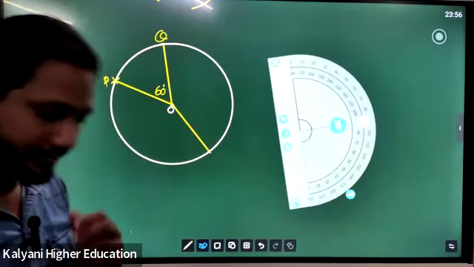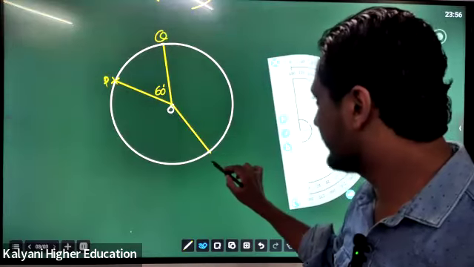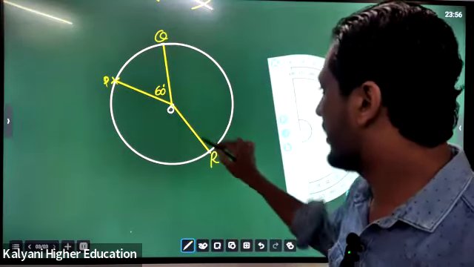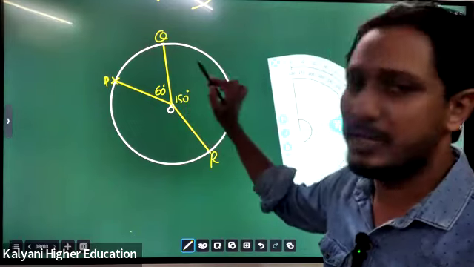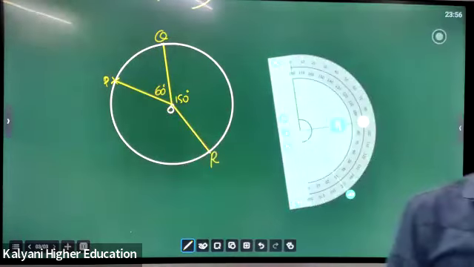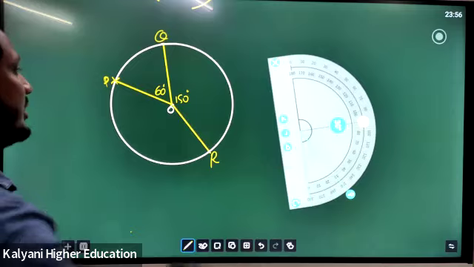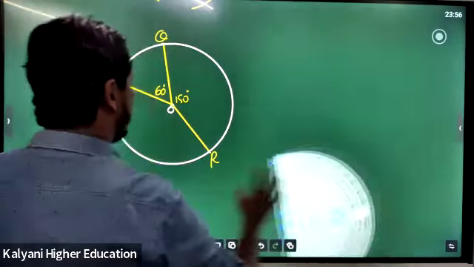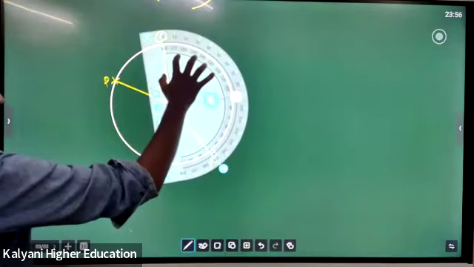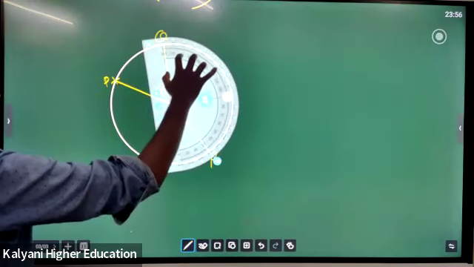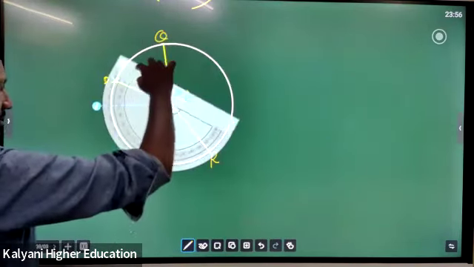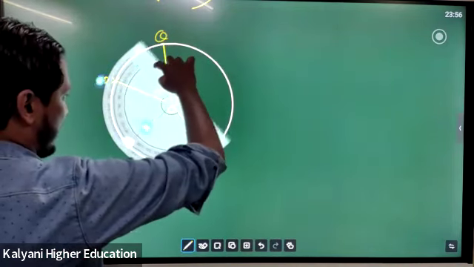If you mark down this one, what is the name? R. It's 150. Can you tell me how much is this remaining one? It's also 150 degrees. Reason: the angle around a point is 360 degrees. The thing is, we have to measure, because they said to measure. I'll measure it. I'll take the protractor, rotate it, and keep it on this R.